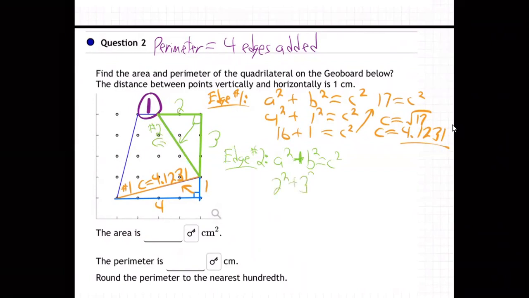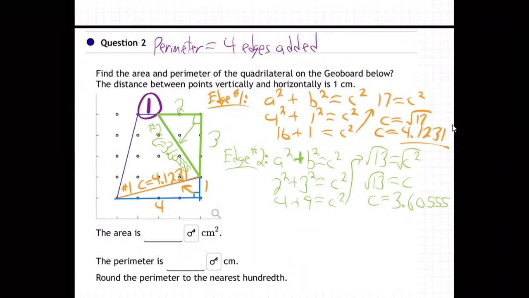2 squared plus 3 squared is c squared. 4 plus 9 is c squared. 13 is c squared. Root it. C is the square root of 13. Hit the buttons on your calculator. Square root of 13, I'm getting c is 3.60555. I used more decimals, it doesn't matter, just use a bunch of decimals. 3.60555. So that makes sense.